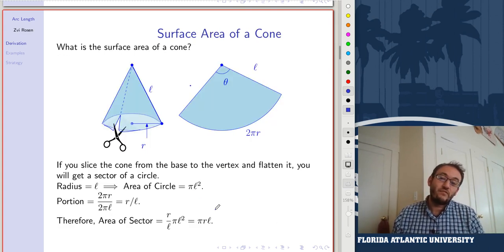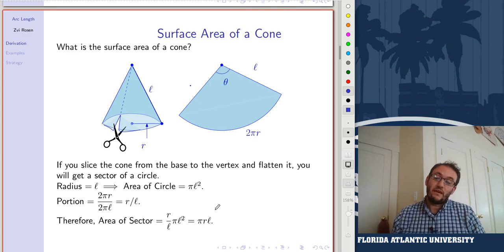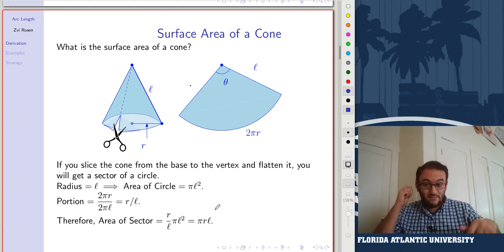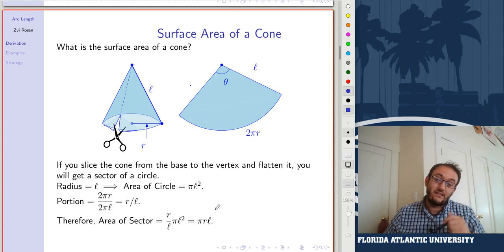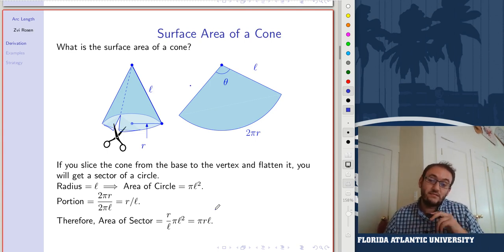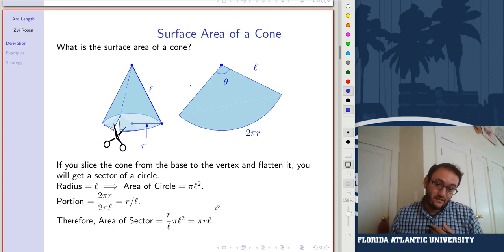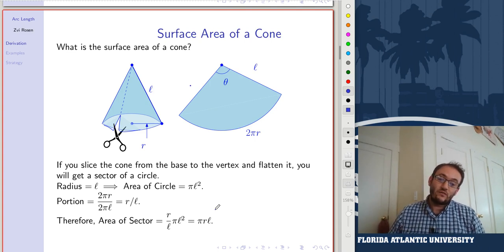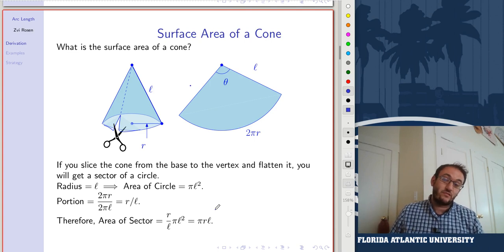What about the surface area of a cone? Here the cone has, as a base, a circle of radius r with length along the side given by L. If you slice the cone from the base to the vertex and then you flatten it, you'll get a sector of a circle. And the radius of that circle will be L, which means that the corresponding circle has area pi L squared.